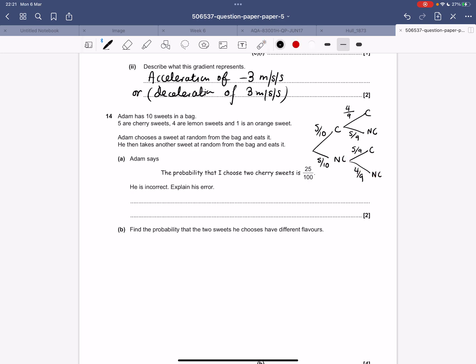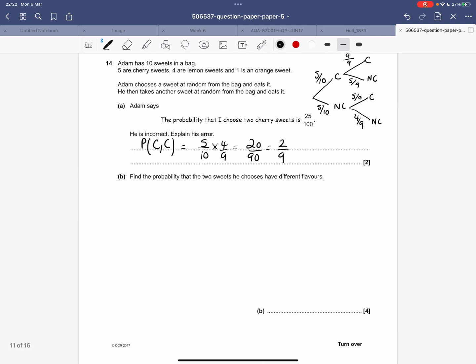So his answer is incorrect. 2 cherry sweets: the probability of cherry and cherry is 5 out of 10 times 4 out of 9, which is 20 out of 90, which is 2 ninths. Okay.